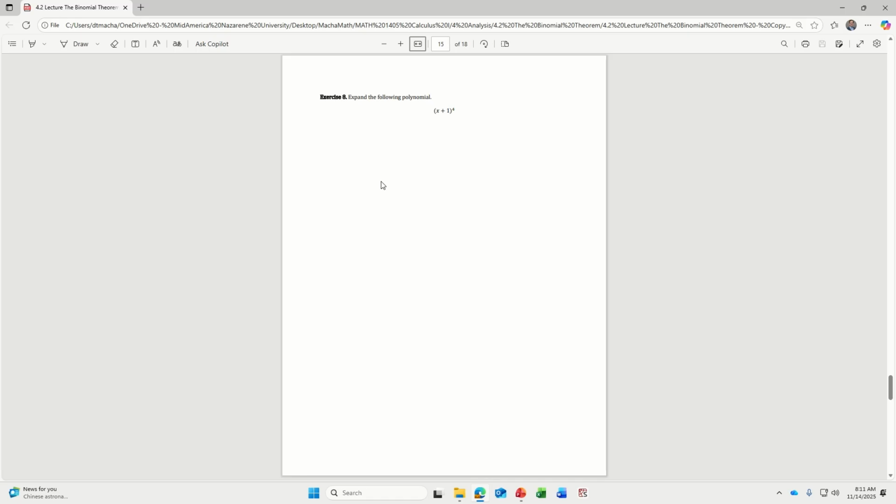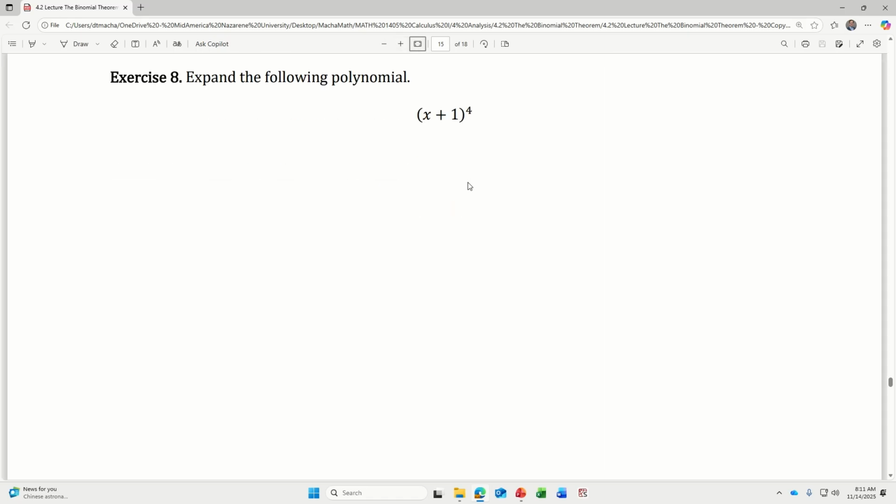And let's do another example using the binomial theorem. And then we'll jump to the proof here. But this says, expand the following polynomial. If I have x plus 1 to the 4th power, then I can use the binomial theorem where n is going to be equal to 4.